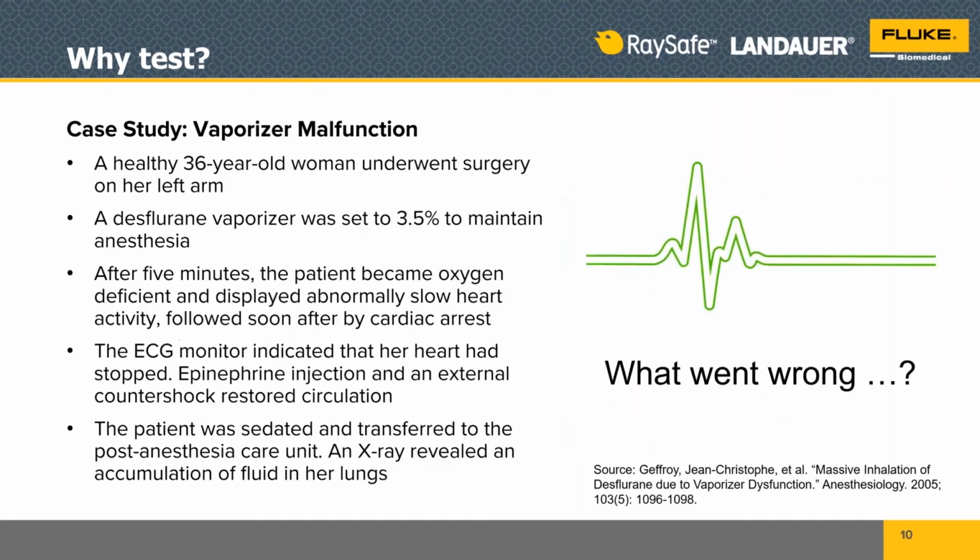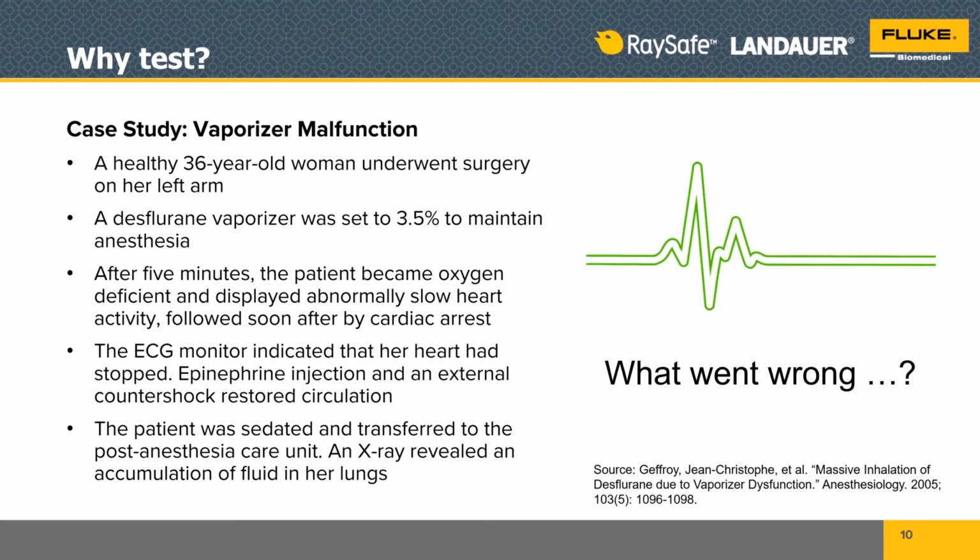So when we looked through some of the literature, we found a case study about a vaporizer malfunction where a healthy 36-year-old woman underwent surgery on her arm, and the desflurane vaporizer was set at 3.5% to maintain the anesthesia. After about 5 minutes, the patient became oxygen deficient and displayed very slow heart activity, followed soon by cardiac arrest. The ECG indicated that her heart had stopped. They delivered epinephrine and did a defib, and she came back. The patient was sedated and transferred to the post-anesthesia care unit, and an X-ray revealed an accumulation of fluid in her lungs.